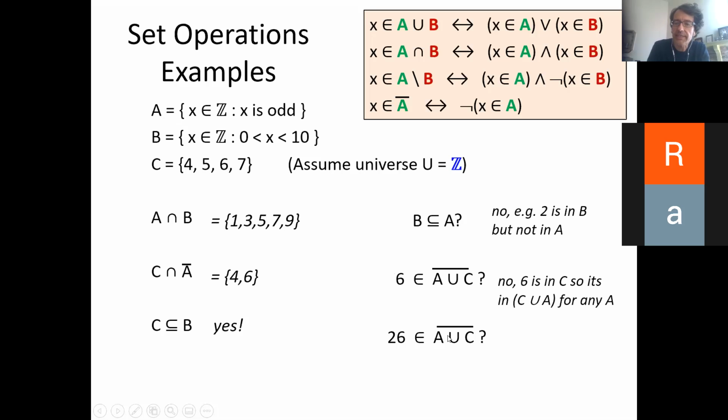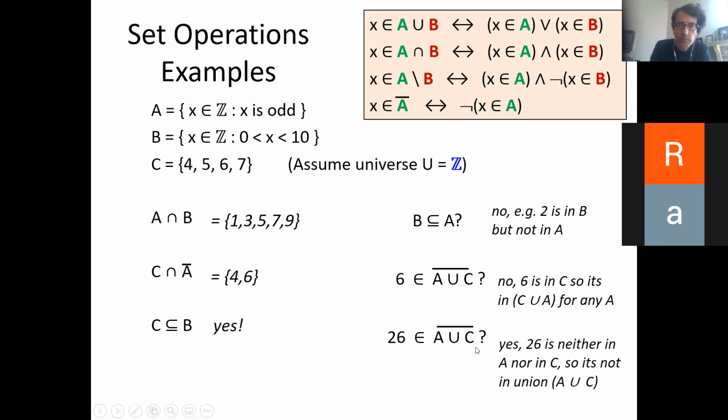What about 26 in here? Well, let's see. Is 26 a member of A union C? It's not a member of C. So let's see if it's a member here. It's not, because 26 is not odd. So 26 is not here, not here, therefore it's not in the union, therefore it is in the complement. Okay.